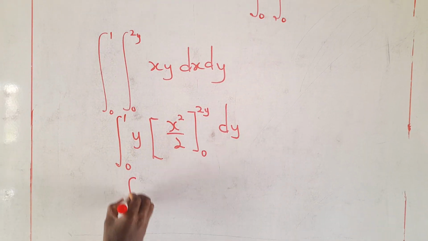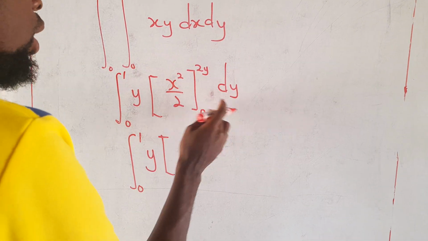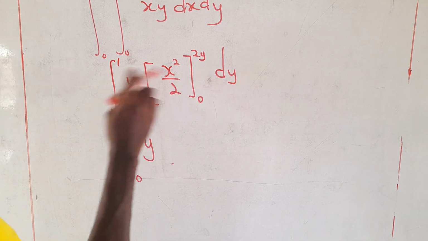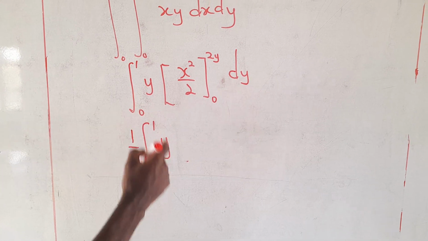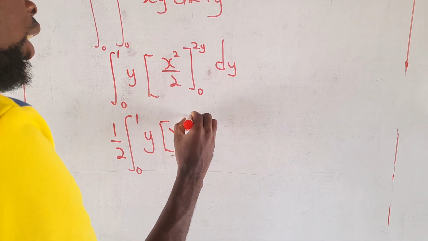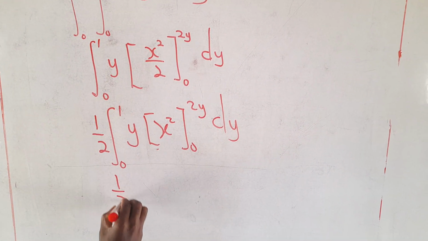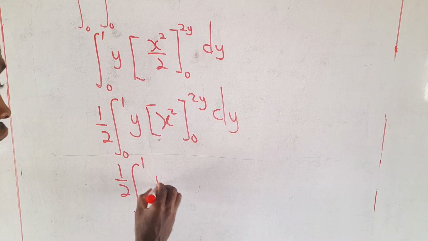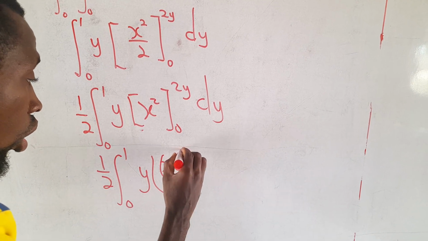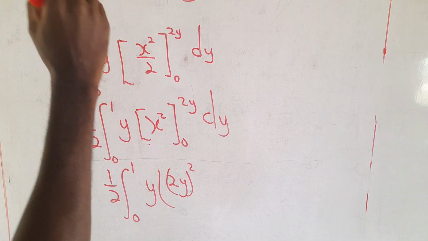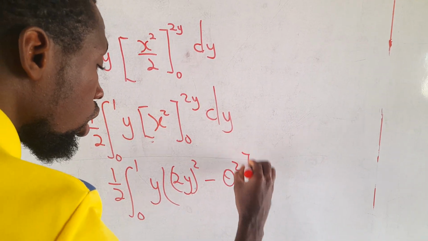I'll substitute. So I'll have the integral from 0 to 1 of y. I'll substitute this minus that. Or I can bring the half out. Since this is half, I can bring it out. So I'll have half the integral from 0 to 1 of y times x squared from 0 to 2y dy. So I'll have my half integral from 0 to 1 of y, I'll have 2y all squared, then minus 0 squared dy.